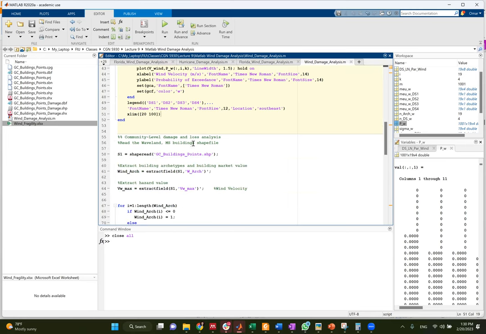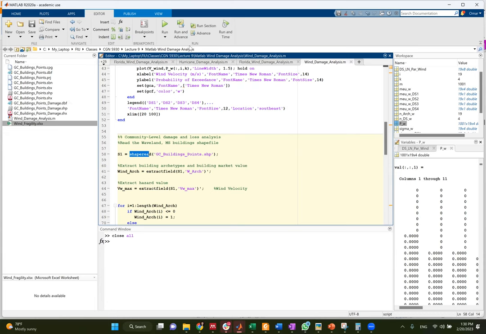Let's see. First thing, once we've loaded the fragilities, I want to load the building inventory that I have for Galveston. This is the function that we use to read shape files. Do you guys remember? We have shape files of the buildings. I named it S1 and did shape read of the Galveston County building points. I have a folder and put all the data, the Excel files and the shape files, in this folder along with the MATLAB file, so that MATLAB can read the data. Your data should be in the same folder as your MATLAB code file.